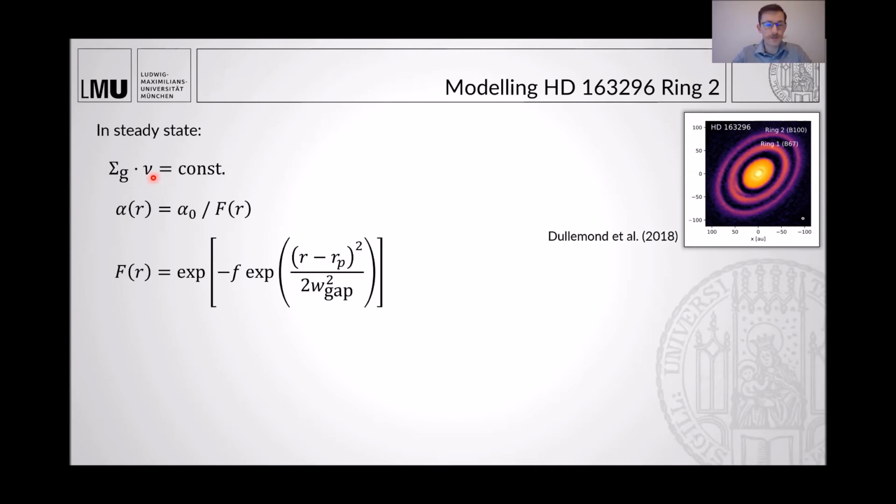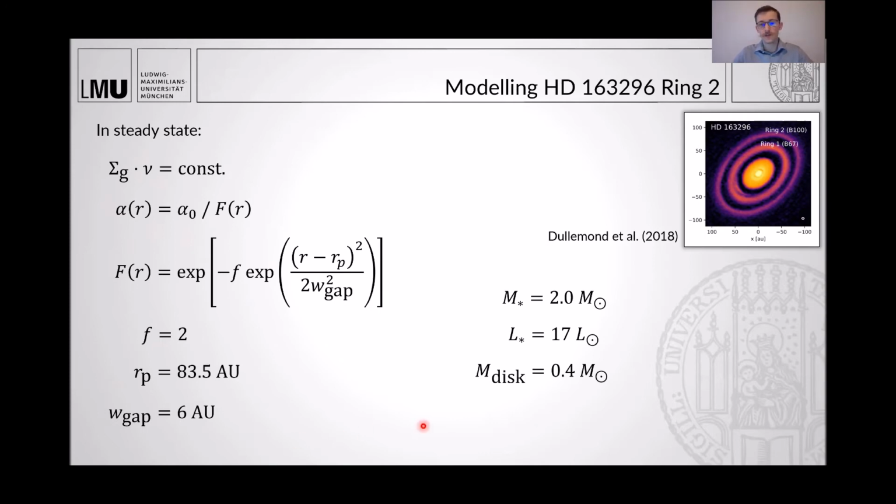So if we want to have a gap in the gas, we basically need a bump in the viscosity, and we use the alpha viscosity description. So we just modify our alpha value in the disk, and that should then give us a gap in the gas. And we are using the same function that Kees was using with these parameters. And we have a two solar mass star, and we are basically looking at HD 163296 and the outer ring, ring 2 here, roughly at about 100 AU.